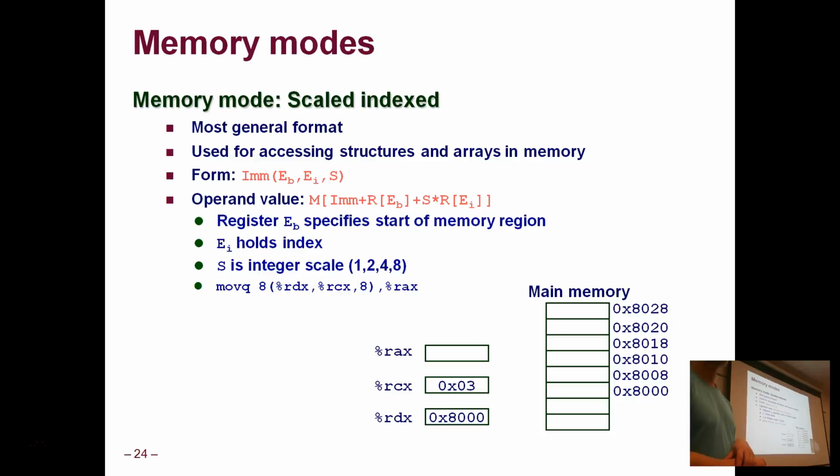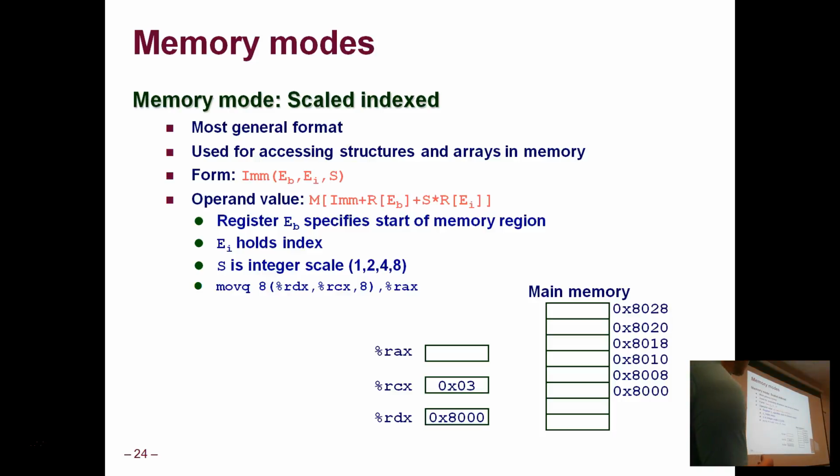Oh, so are you specifying the power, not the actual? No, you're actually specifying the actual number. Oh. So this is 8 bytes. This is saying 2 to the third. Okay. So here's an example.